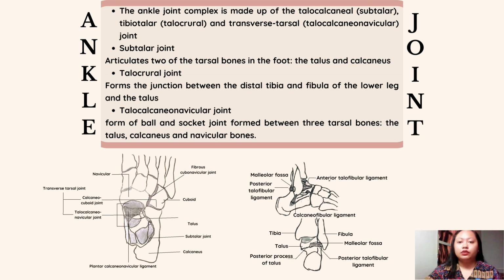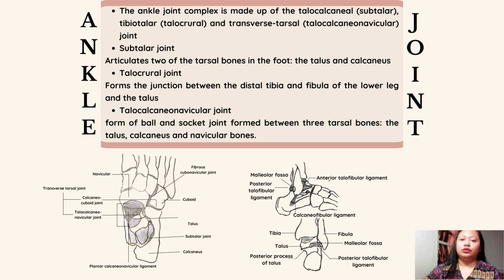Next, we move on to the ankle joint complex, which is made up of the talocalcaneal, also known as subtalar, tibiotalar, also known as talocrural, and transverse tarsal, also known as talocalcaneonavicular joints. For the first joint, the subtalar joint, it articulates two of the tarsal bones in the foot, which are the talus and calcaneus.